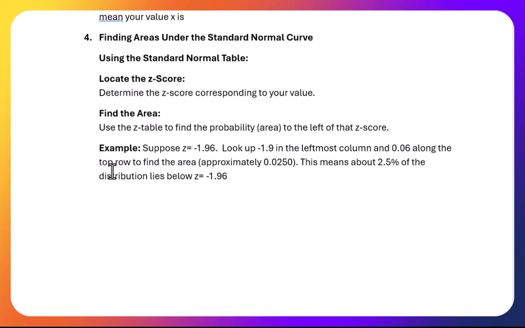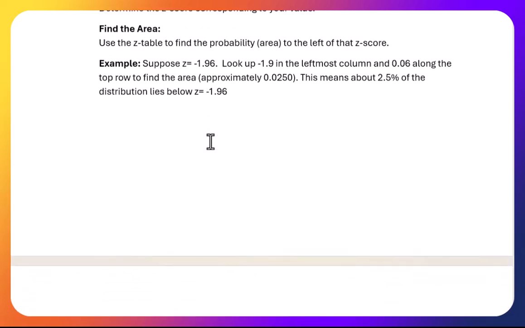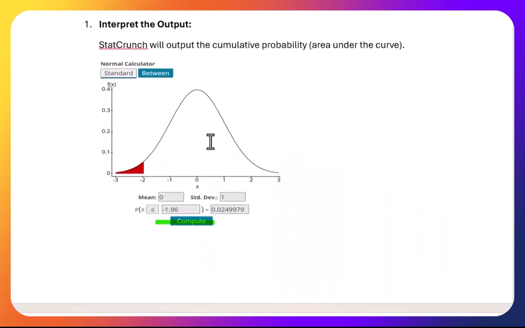Now, how do we find areas under the curve? For example, let's say we have z equals -1.96 and we want to look up the value to the left of z equals -1.96. Let me show you a visual of this right here. You see, this is the -1.96, and we're going to try to find the area to the left of it. You can see it's a very small area.